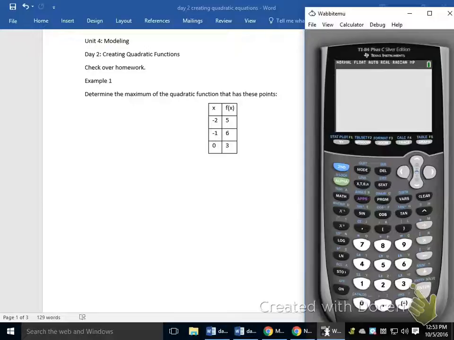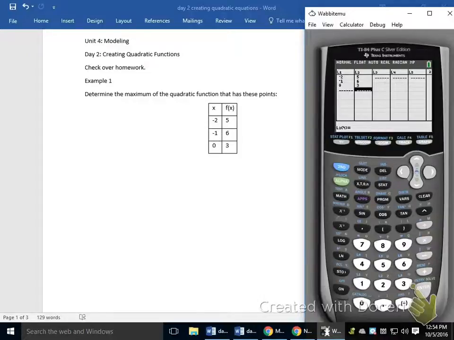What you need to worry about is the calculator can do the work. What I'm going to do is take this table and drop it into Stat Edit. So I'm going to click on the Stat key and hit Enter on Edit. This will allow me to edit my lists. Consider list 1 to be your x values. Consider list 2 to be your f of x values. So I'm just going to put the table in with my x values of negative 2, negative 1, and 0. And I'm going to put my f of x values in of 5, 6, and 3.